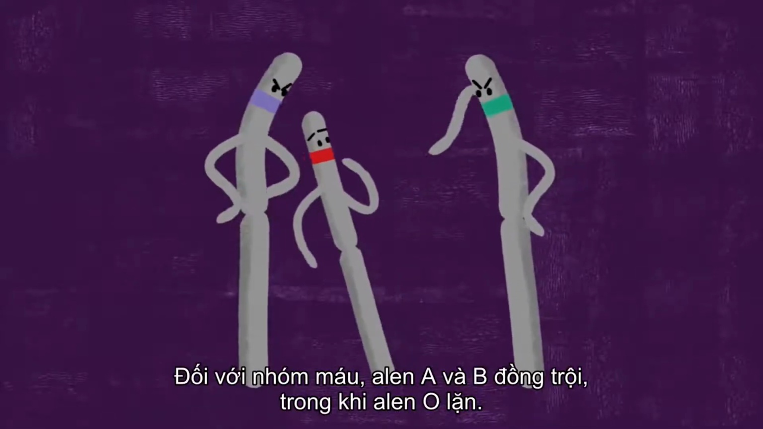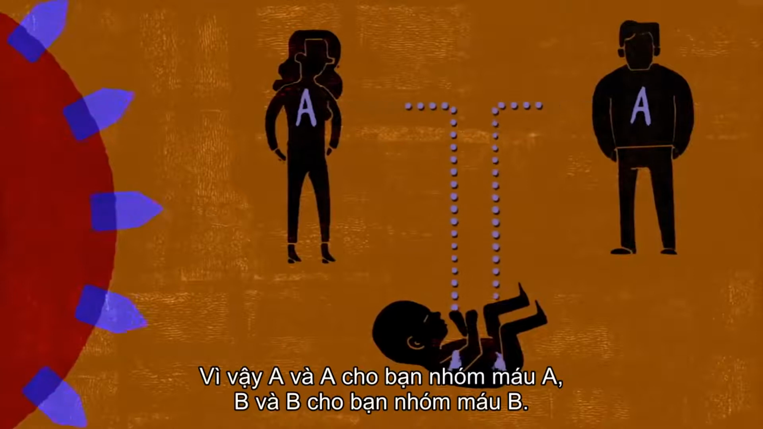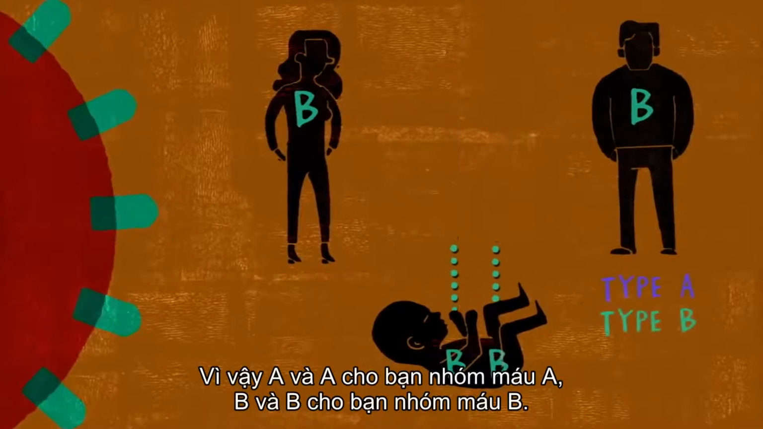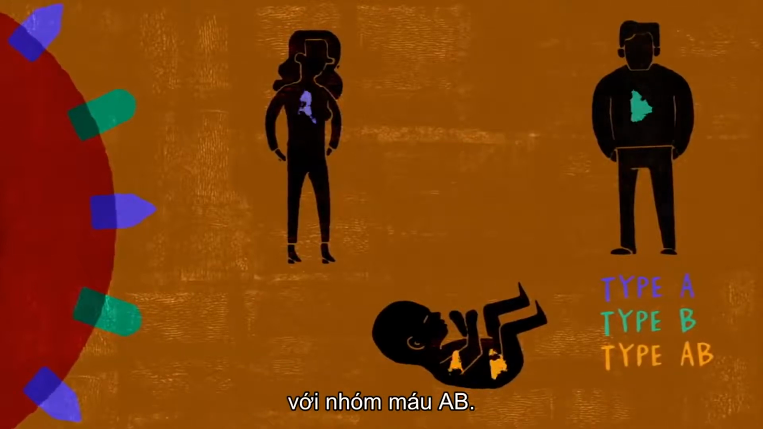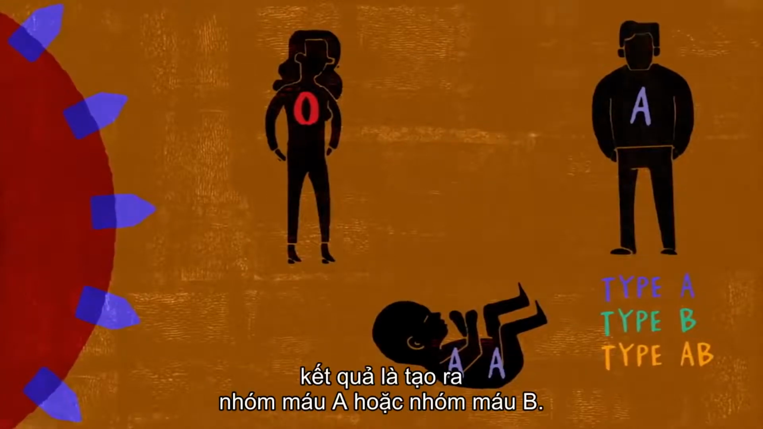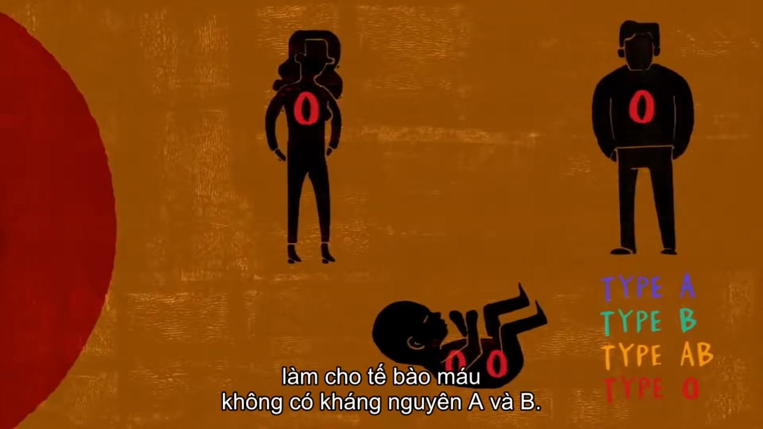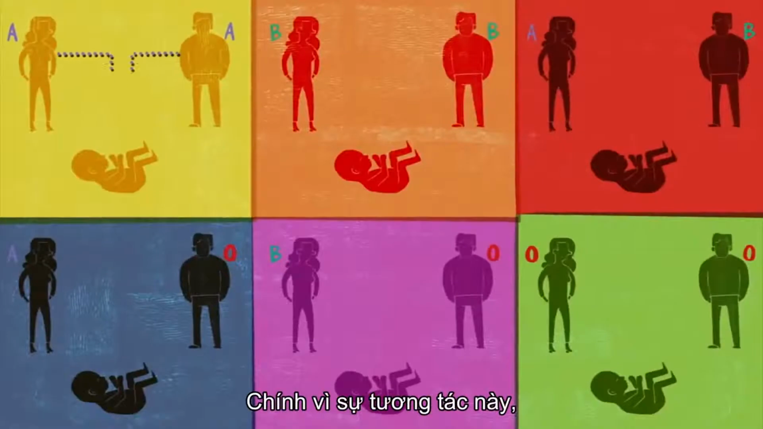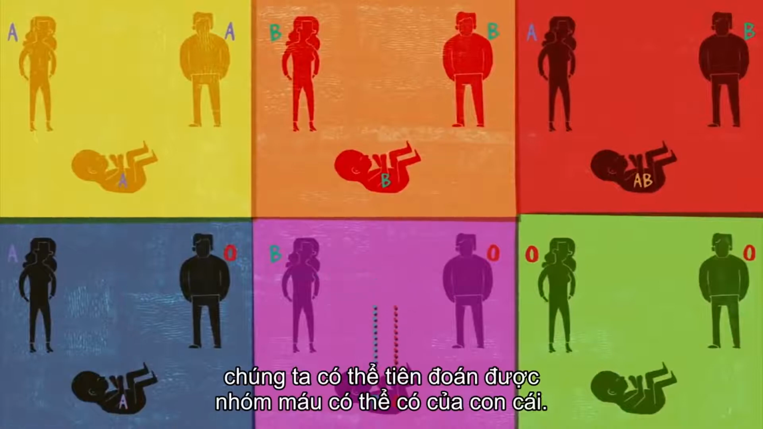For blood types, the A and B alleles are both dominant, while O is recessive. So A and A gives you type A blood, while B and B gives you type B. If you inherit one of each, the resulting co-dominance will produce both A and B antigens, which is type AB. The O allele is recessive, so either of the others will override it when they're paired, resulting in either type A or type B. But if you happen to inherit 2 O's, instructions will be expressed that make blood cells without the A or the B antigen. Because of these interactions, knowing both parents' blood types lets us predict the relative probability of their children's blood types.